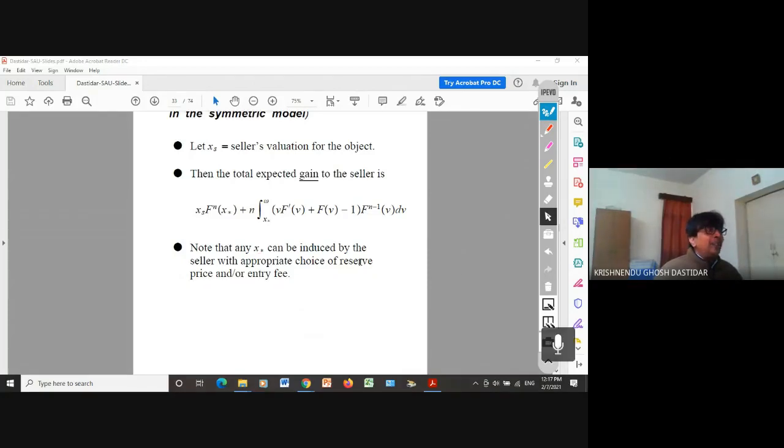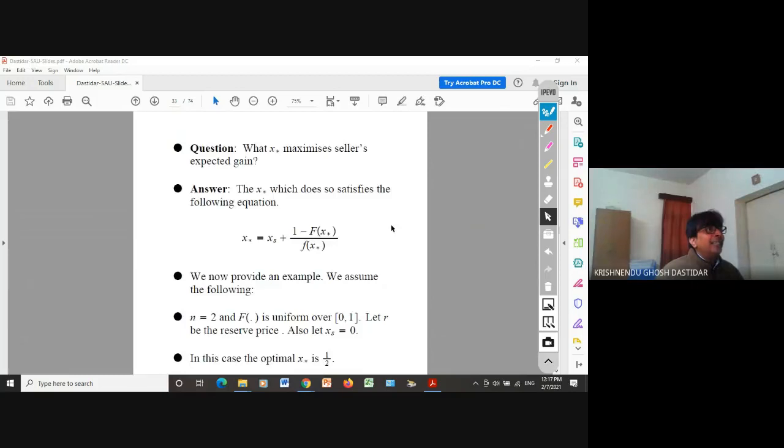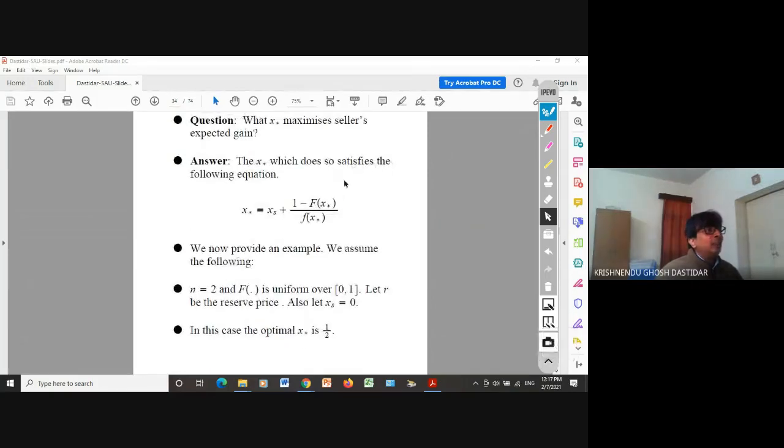Since this is the total expected gain to the seller, the problem is what x star should be induced so as to maximize this gain. And x star can be induced through the choice of reserve prices, right? The answer is that the x star which does so satisfies the following equations. We now provide an example. Suppose there are two bidders and F is uniform over 0, 1. For simplicity, suppose x, the seller's value, is 0. Then one can show the optimal x star is half.